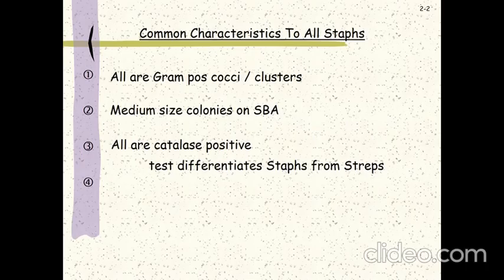All Staphylococcus are catalase positive, and this test will really help us differentiate the staph from the strep. So you come in, you're looking at a gram stain under the microscope, and you see that you have gram-positive cocci. Now your next step should really be to go to a catalase test. If it's catalase positive, you're in the staph area. If it's catalase negative, you'd be looking at streps.